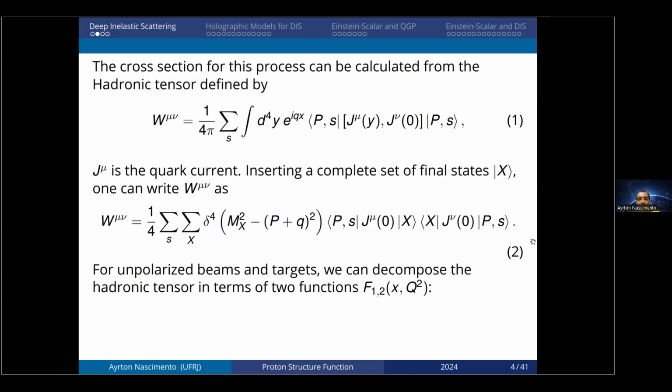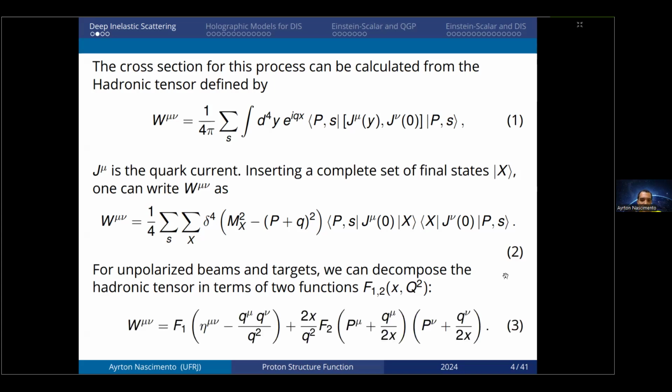And here comes something really interesting. For unpolarized beams, you can also have polarized beams, but for unpolarized beams and targets, you can work out this expression and write a general expression for the hadronic tensor, like equation 3, in which I have some functions over here, f1 and f2.